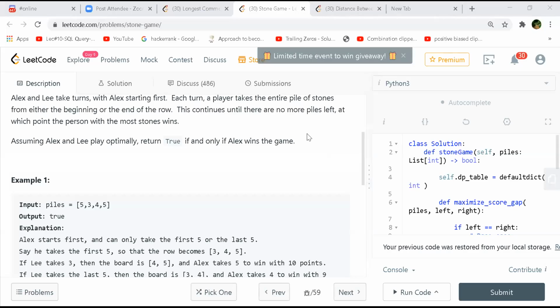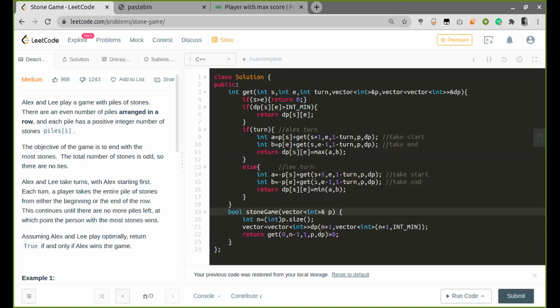I actually implemented it in a similar way using the DP one, but I have some doubts if it is correct or not. So here, what I did is I assigned one turn variable. If the turn value is 1, this means it is Alex's turn, and if it is 0, then it is Lee's turn.